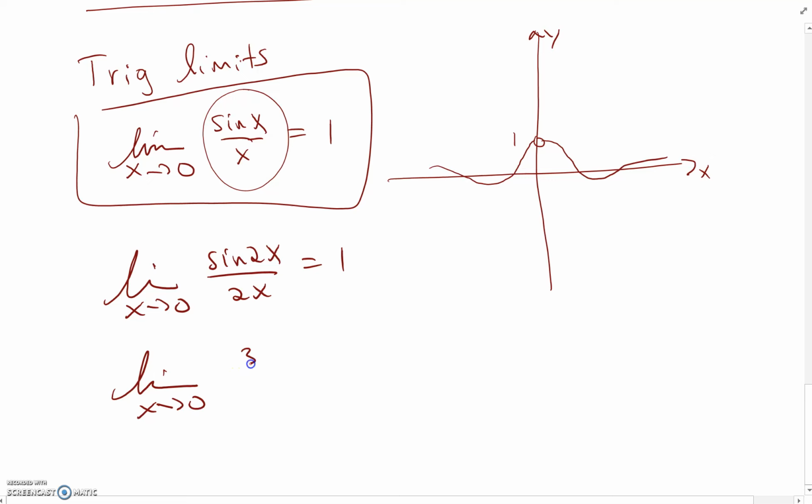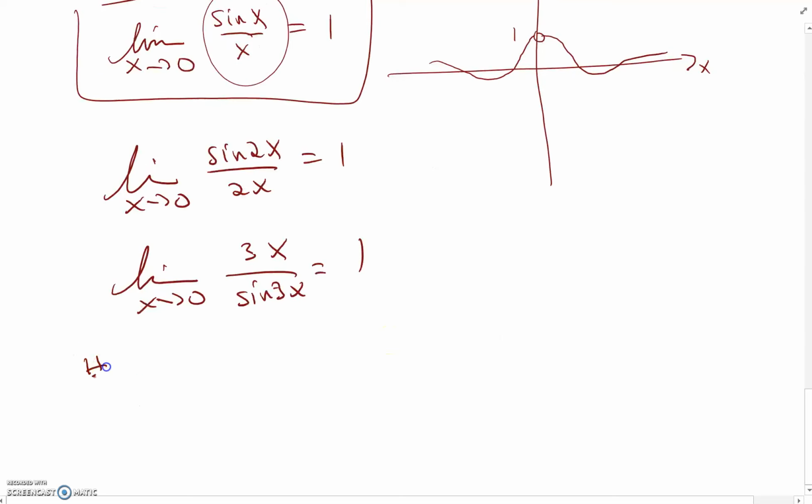And you can do it upside down as well. You can reciprocate it, also get 1. As long as the sine 3x has a 3x, you get 1. There's no canceling that happens here. 3's don't cancel. Conceptually you get 1.